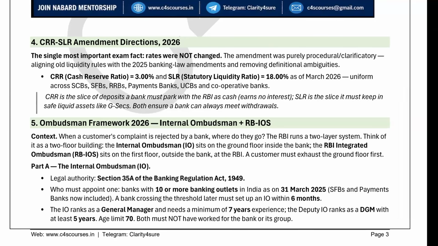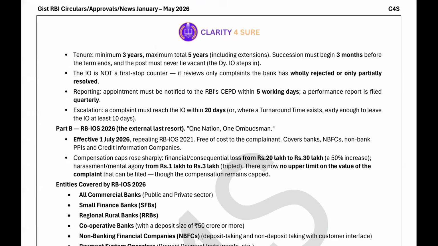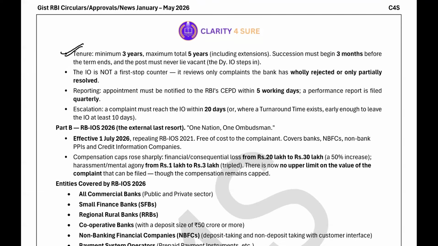Is it clear? Till here it is clear to everyone. Now please try to understand this. The tenure is a minimum of 3 years and a maximum total of 5 years, including extensions. Okay? It is also including extension. Succession must begin 3 months before the term ends and the post must never lie vacant. The deputy IO steps in.